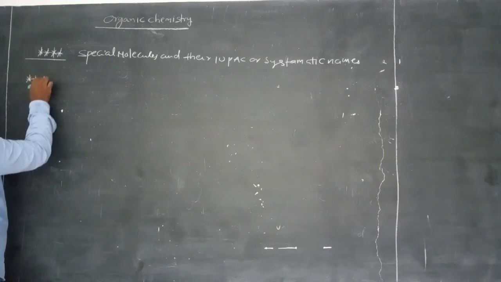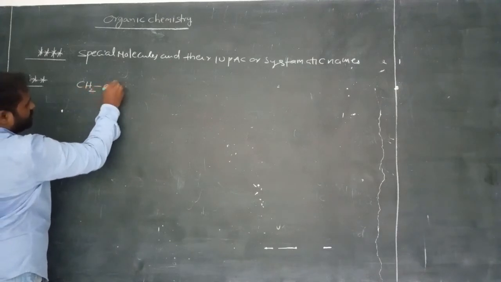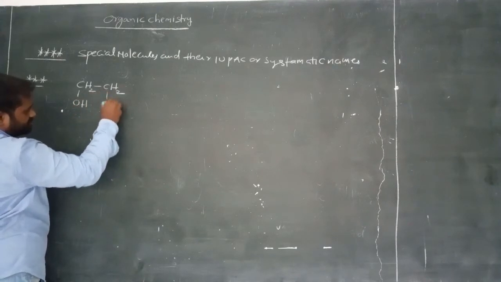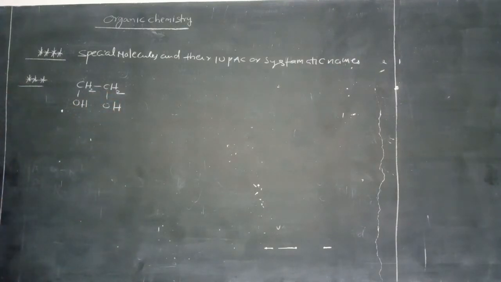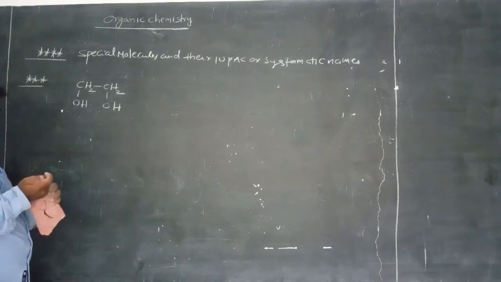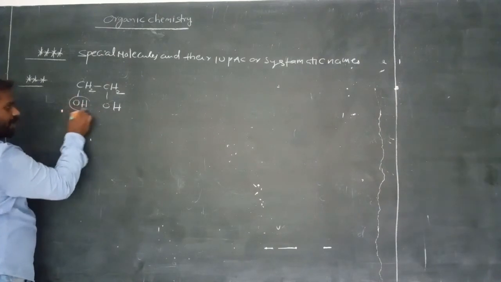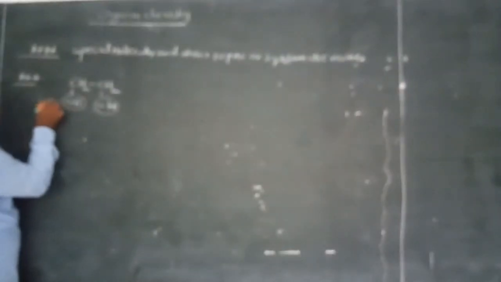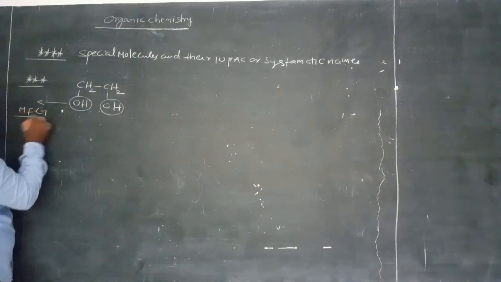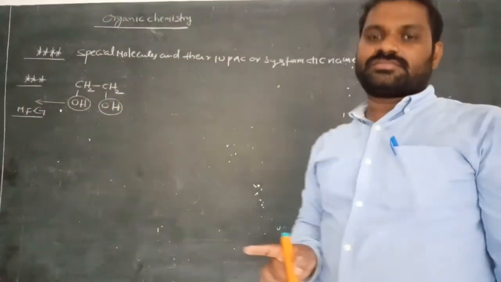So this molecule is very important. Suppose CH2OH, CH2OH. What is the main functional group? OH. OH means the alcoholic functional group, am I right? These 2 OH groups are taken as the main functional group, not a substituent. There are 2 OH groups, and they are called the main functional group.